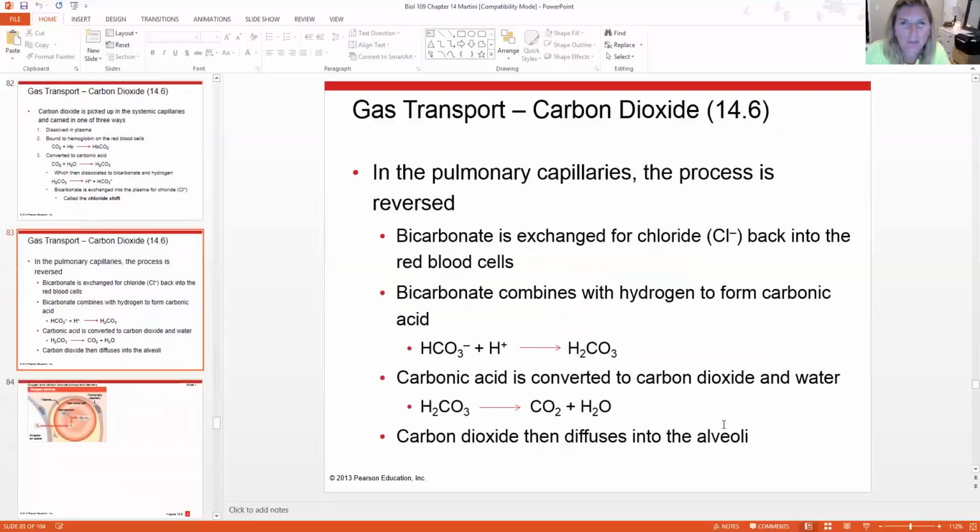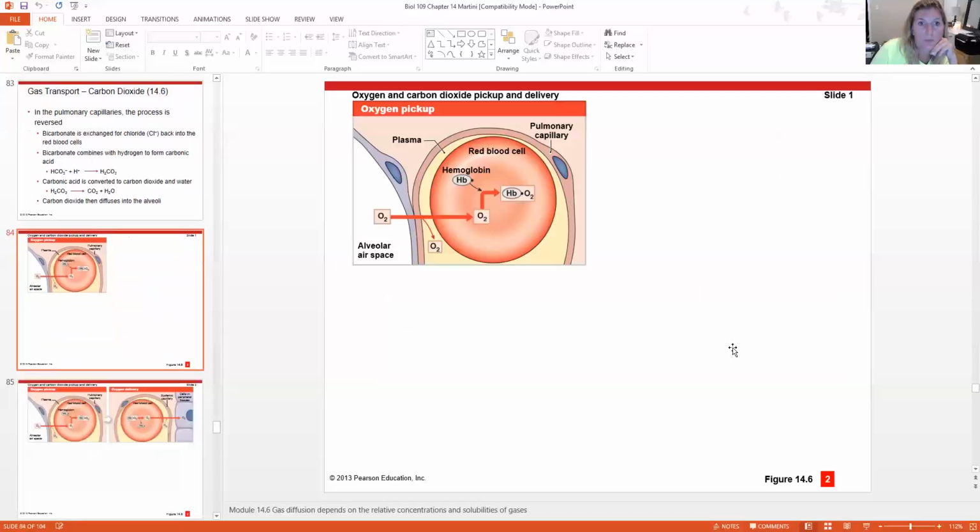You'll see the picture, it'll make more sense. In the pulmonary capillaries, the whole process is reversed. The bicarbonate is exchanged for chloride back into the red blood cells. The bicarbonate combines with hydrogen to form carbonic acid. Carbonic acid reforms into carbon dioxide and water, and then the carbon dioxide can diffuse out of the alveoli and be exhaled. So here's the whole process.